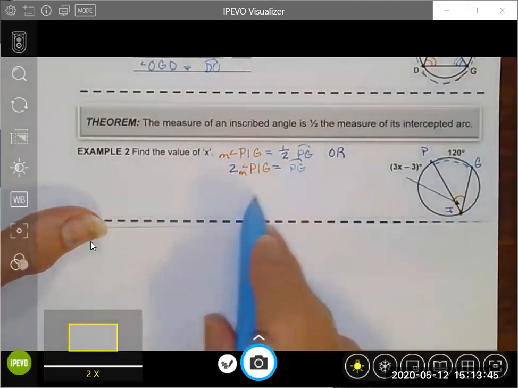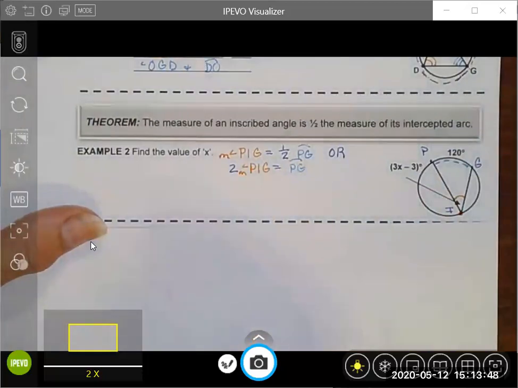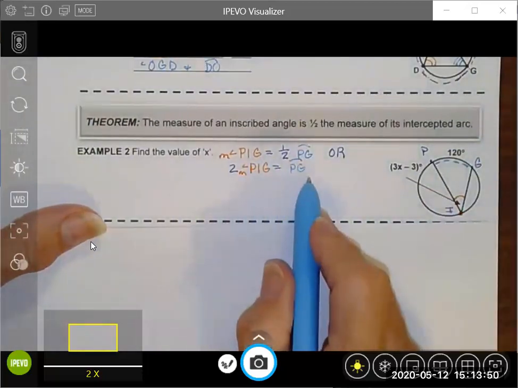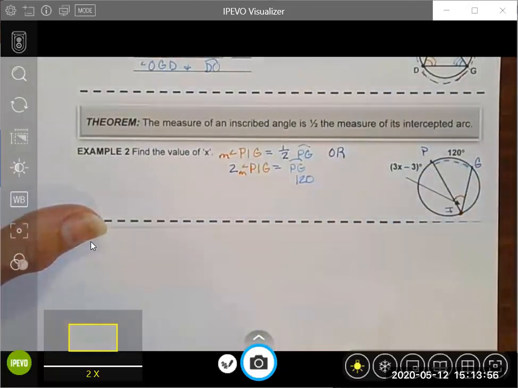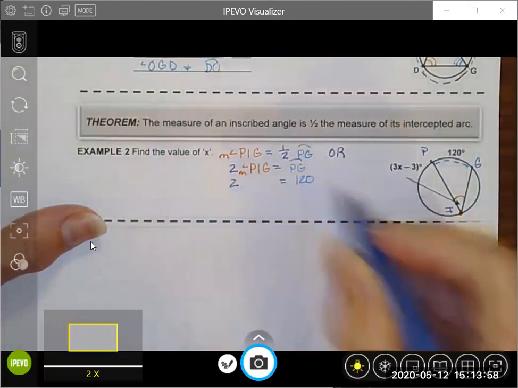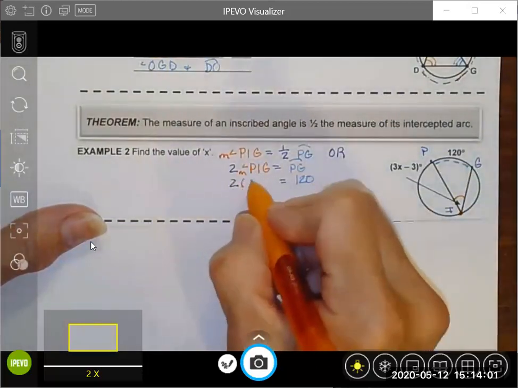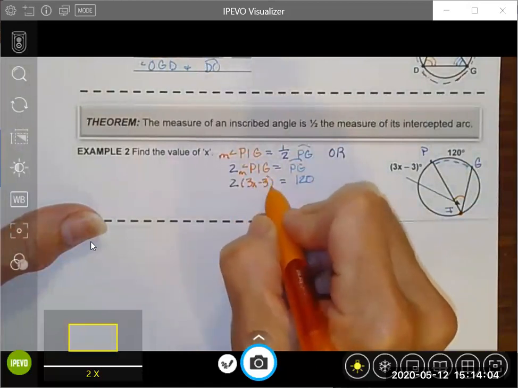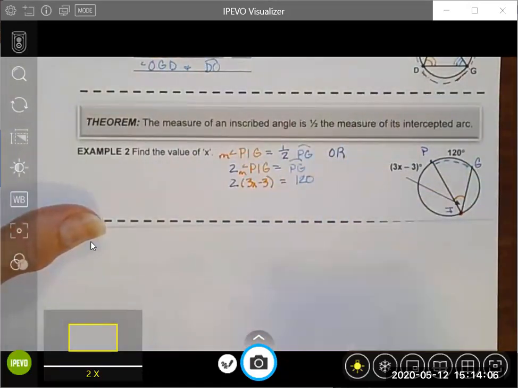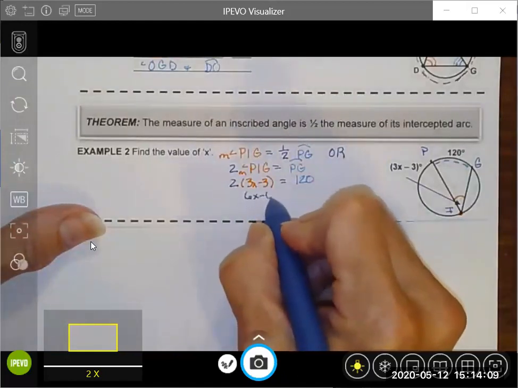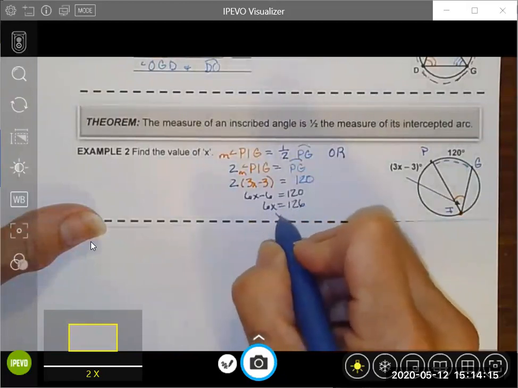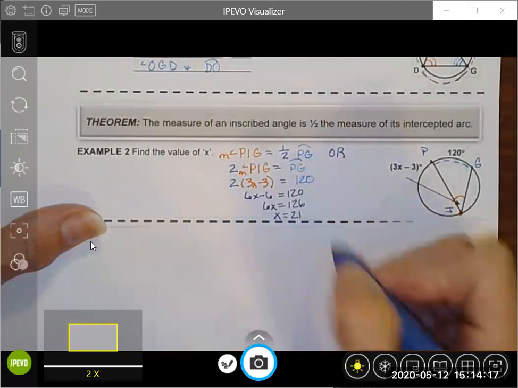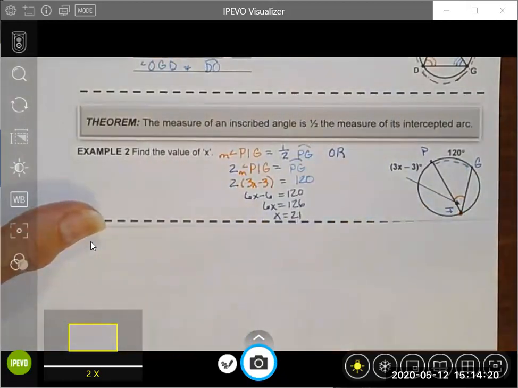You can use either formula, it doesn't really matter here. If I use this second one, just because it's here, I know my arc is 120, and I know that I need 2 of my angles. In this case, my angle is 3x minus 3. From here, I just do some simplification. 6x minus 6 equals 120. 6x equals 126. And so x equals 21. That was it. That's all I had to do to find the value of x.